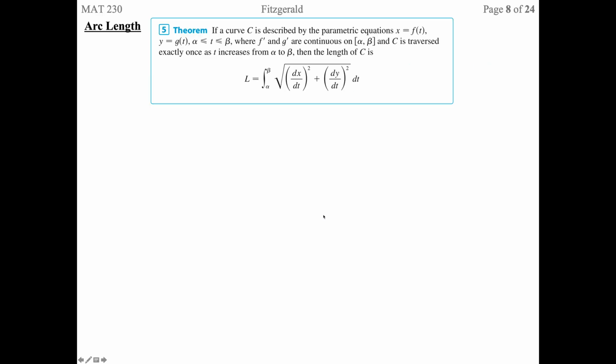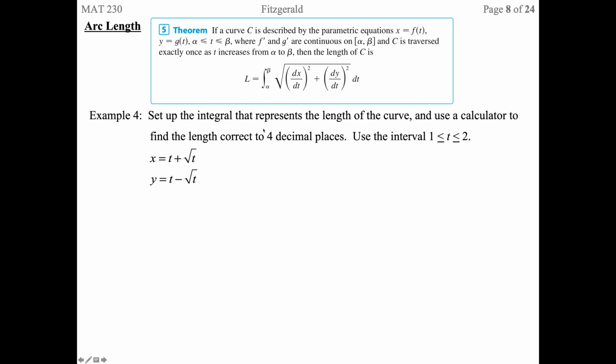Arc length. Okay, here's our theorem. To find our arc length, we have the formula. We're going to integrate from alpha to beta as long as our f prime and g prime are continuous on that closed interval. We can take f prime, or dx over dt, squared plus dy over dt, that's your g prime, and then we'll integrate it with respect to t.